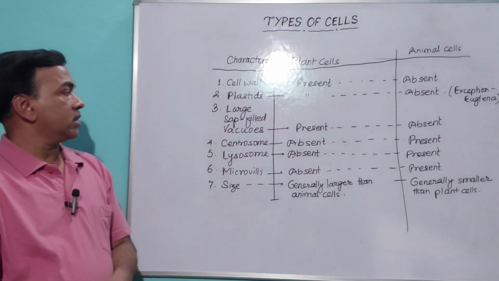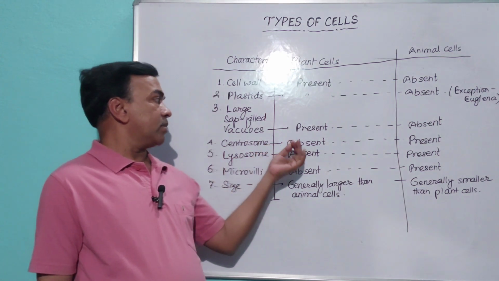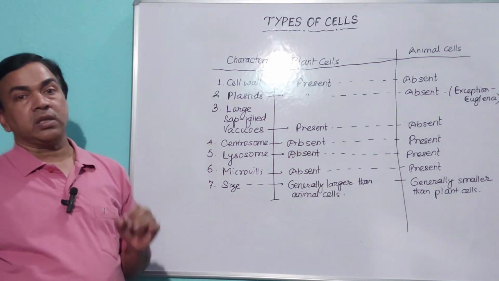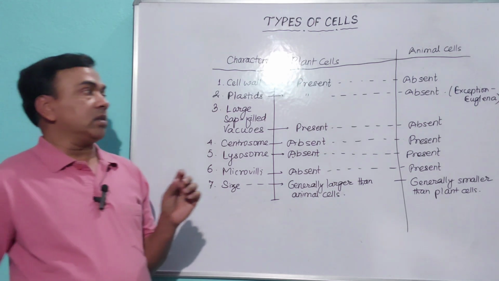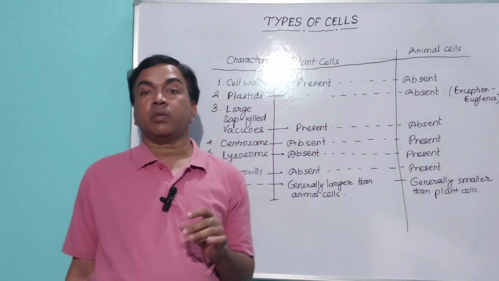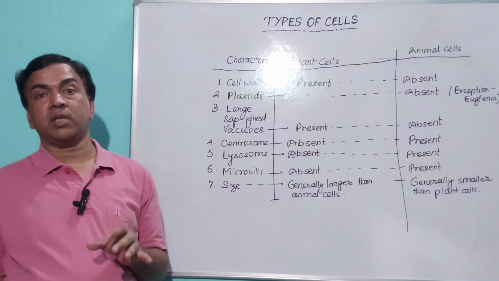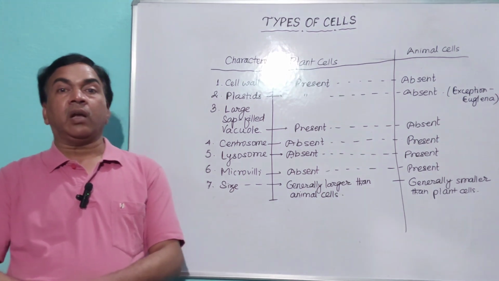The next character is centrosome. Centrosome is absent in plant cell, present in animal cell. Centrosome is made up of two centrioles, and centrosome is responsible for the formation of astral rays, spindle fibers, basal body, etc.